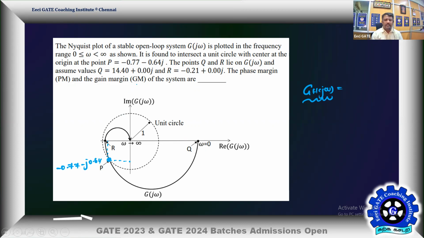Then the points Q and R lie on the G of j omega plot, and the values are given. Q is 14.4 plus j0. So anyway, there is neither gain crossover nor phase crossover there. Then R is the point where the polar plot is intersecting the negative real axis, that is minus 0.21 plus j0. So this point R is a phase crossover point, and point P is the gain crossover point.